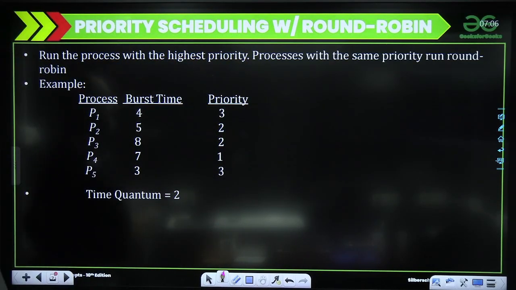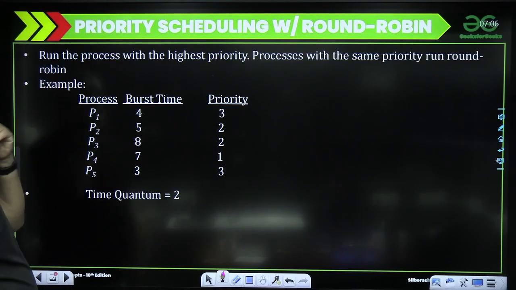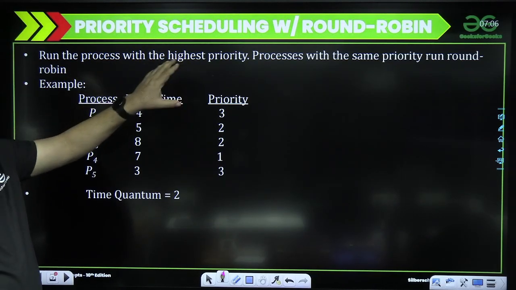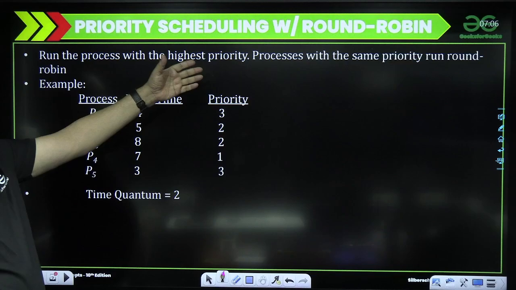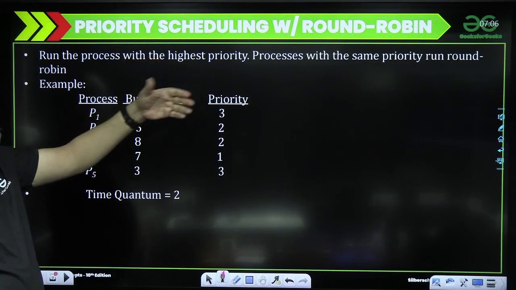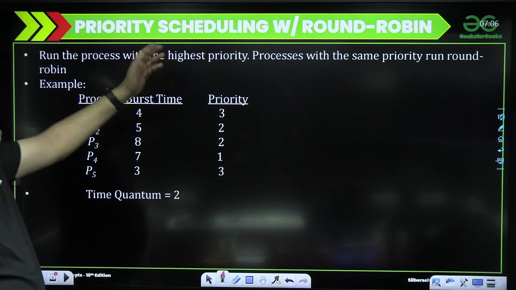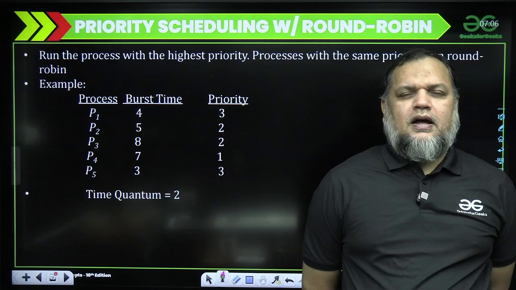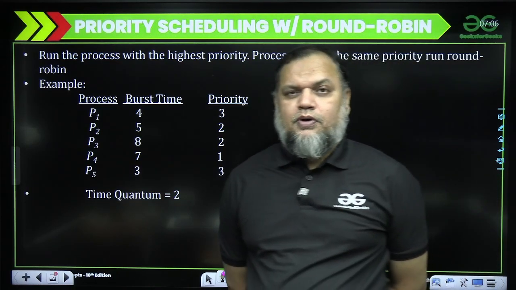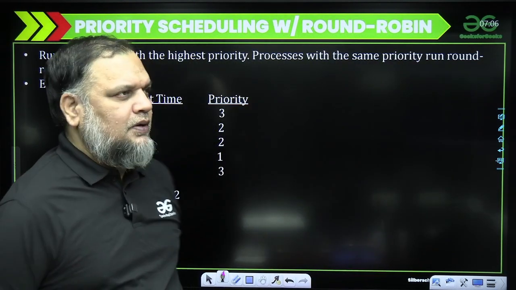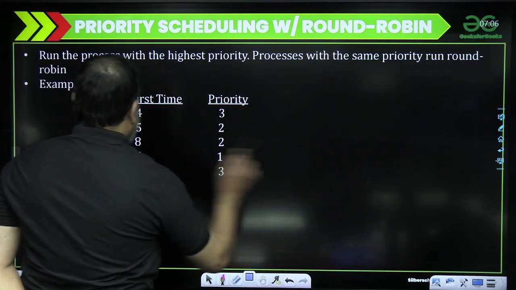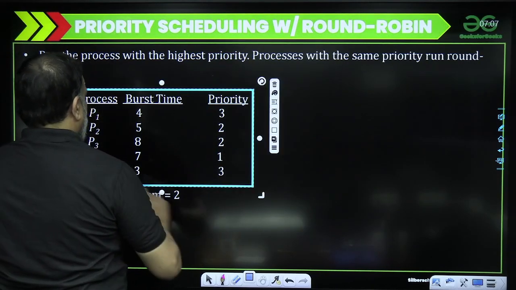So we will try to understand this approach. Please see here on the board. What is the basic working paradigm of the integrated algorithm, priority along with round robin? Run the process with the highest priority. First we favor the process having the highest priority. But when multiple processes have the same priority, then we are going to apply round robin. So round robin will be applied when I have multiple processes with the same priority. How does it work? It's very simple. Let's take this data set. Boys and girls, please observe this data set.